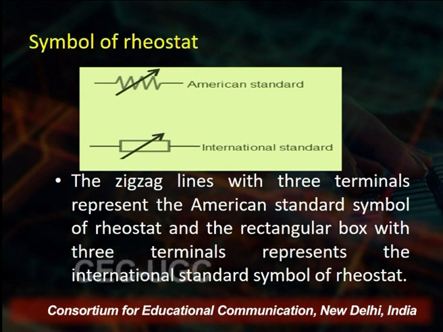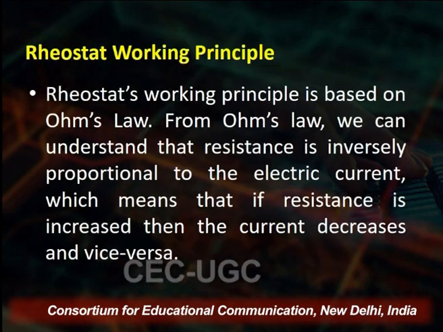Now you see, this is the symbol of the rheostat. In the American standard, we represent it with a zigzag line with three terminals, and in the international standard, we represent it by a rectangular box with an arrow, which represents the variable resistance, and three terminals.